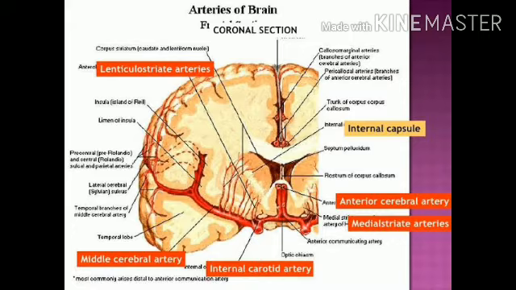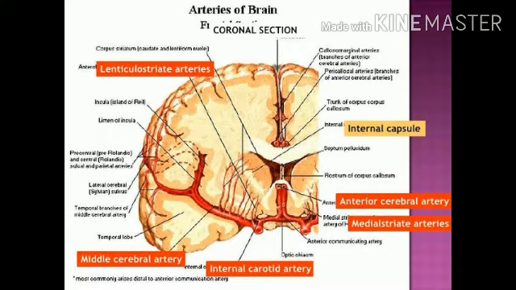The internal carotid artery again divides into the anterior cerebral artery and the middle cerebral artery, which is in the middle cranial fossa. The branches of the middle cerebral artery supply the frontal, parietal and temporal lobes of the brain. The middle cerebral artery can be divided into sections: M1, M2, M3 and M4.